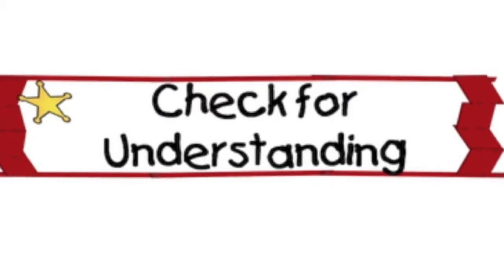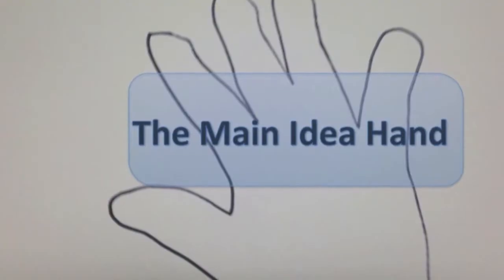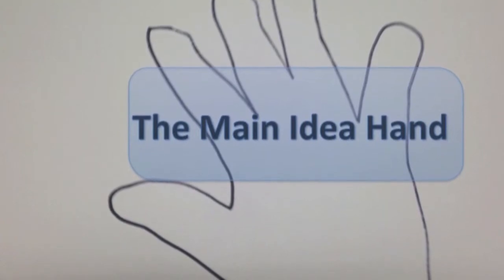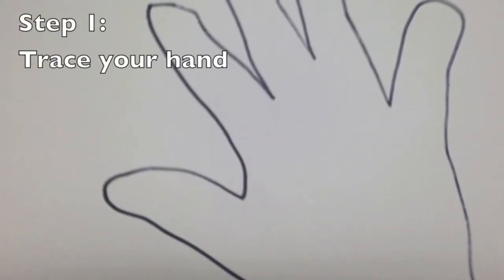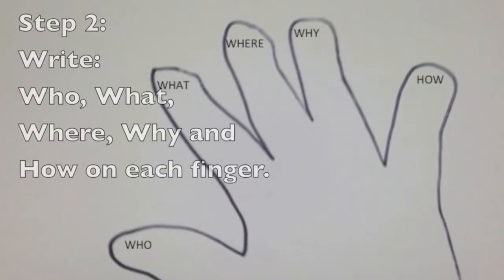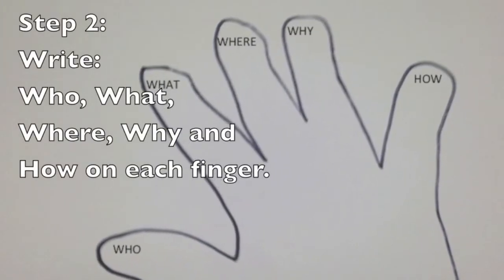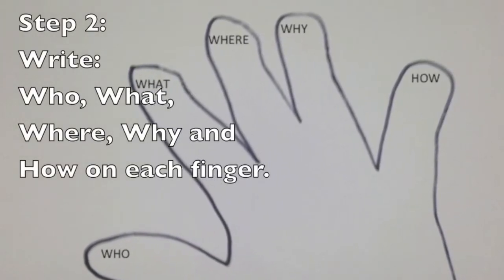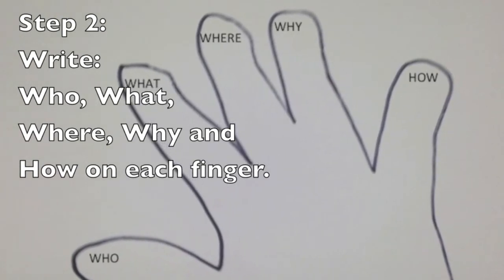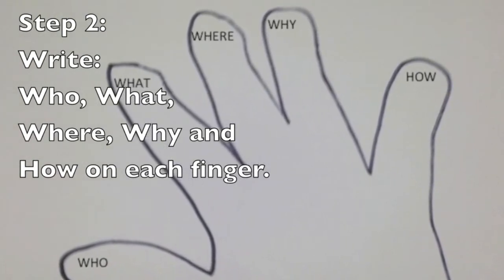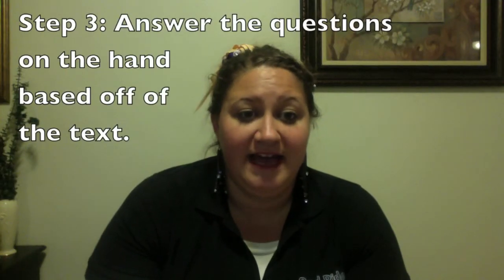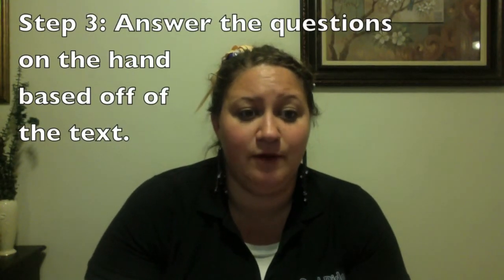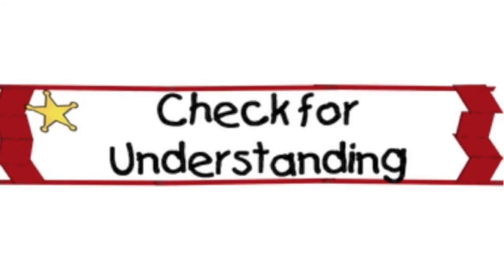In conclusion, when checking for understanding, using the main idea hand, you must use these three steps. 1. On a piece of paper, trace your hand. 2. In each finger, starting with the thumb, write who, what, where, why, and how. 3. Answer each question on the hand using what we know from the text. This concludes our lesson on how to check for understanding by asking the simple questions who, what, where, why, and how.